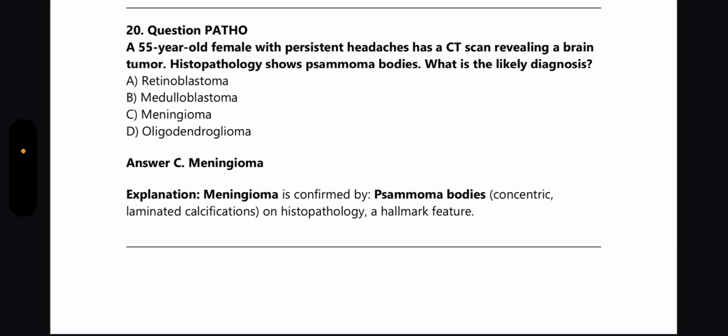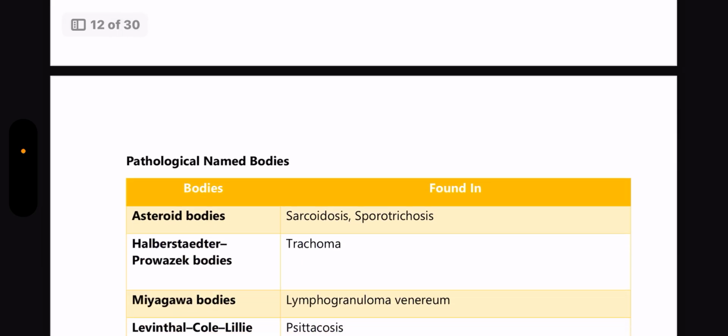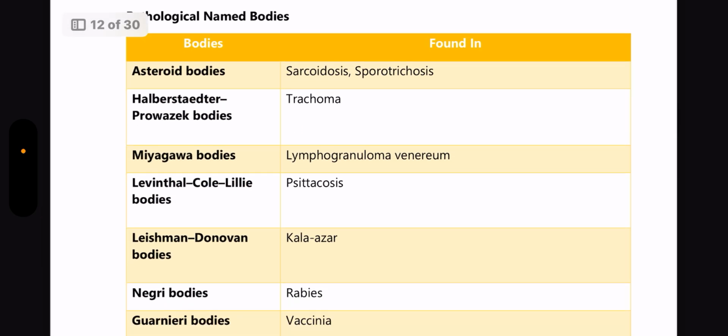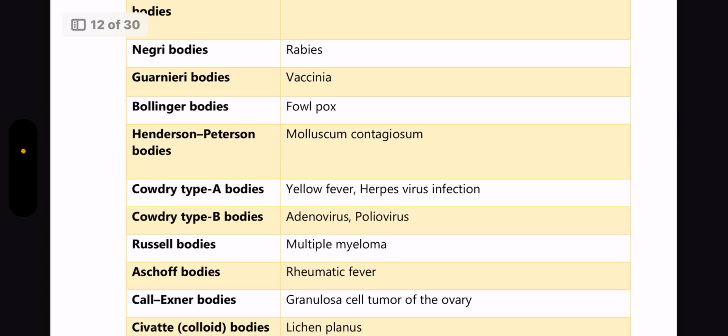It is confirmed by the psammoma bodies, which appear as concentric laminated calcifications on histopathology, a hallmark feature. So please look up the image of psammoma body and also the conditions where they are seen. And I have provided a table with the pathological named bodies and the conditions in which they are found. Please go through this as well. Very important.